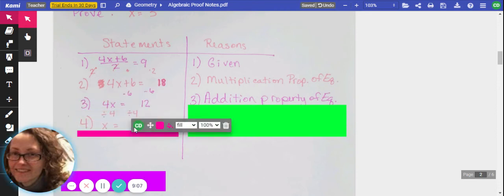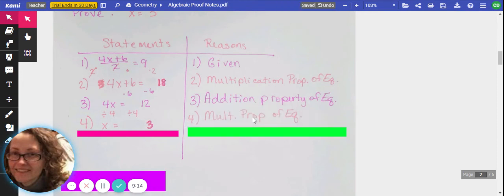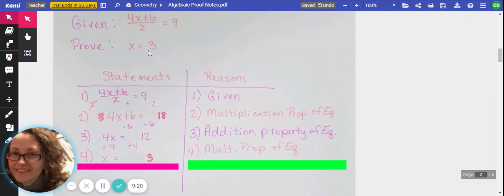And then finally, I ended up dividing by 4 on both sides, and the reasoning for that is the multiplication property of equalities, and that gave me my final answer, which is what I was trying to prove, that this equation up here leads us to the conclusion that x equals 3 in the end. So this is a full proof going from my given to my proof statement using reasoning along the way.